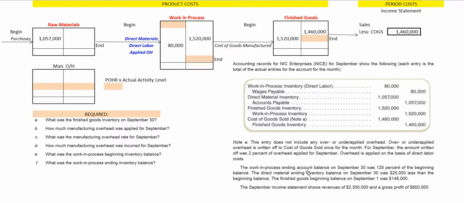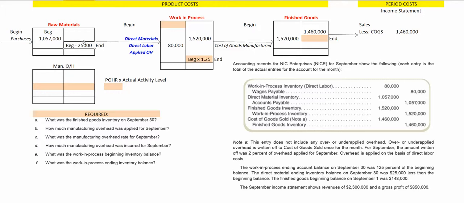The work in process ending balance on September 30th was 125% of the beginning balance. So I'll make note of that information on our cost flow diagram. We're told the direct materials ending inventory balance was $25,000 less than the beginning balance, and that's an important one. So our beginning balance, we don't know it, and we won't be told it. And we're told our ending balance is our beginning balance minus $25,000.